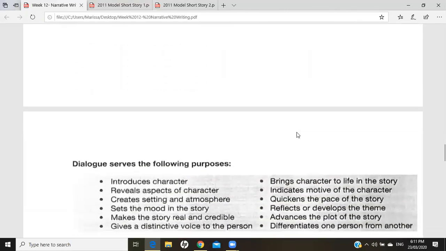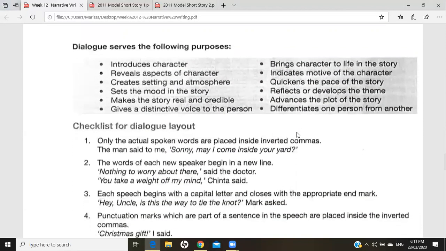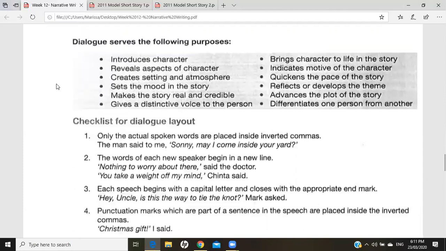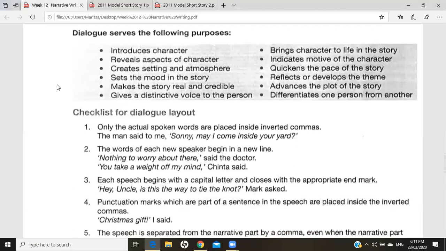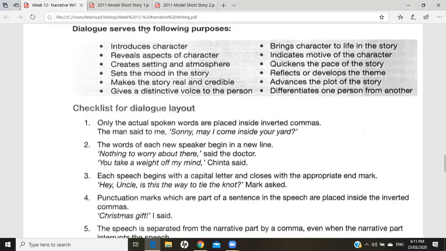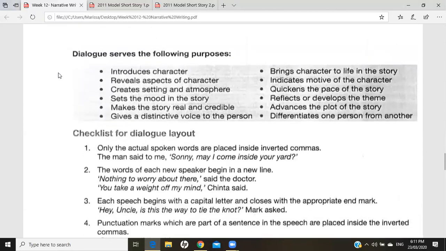So let's look at how we use dialogue. So dialogue serves the following purposes. First, it introduces a character. So if you want, we could introduce a character by another character saying something about them or mentioning them. It reveals aspects of the character. So when you hear characters talk, you could learn different aspects or different qualities of a particular character just from what they say. The dialogue could even create a setting and atmosphere.